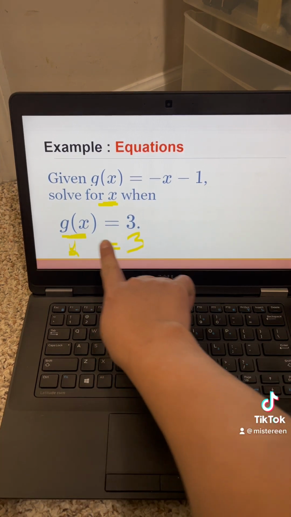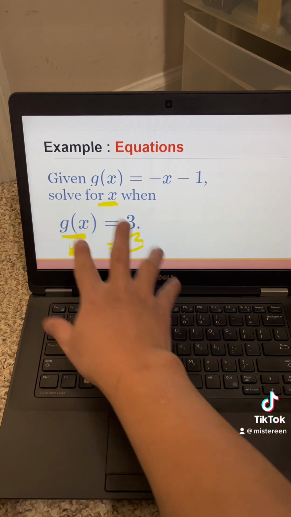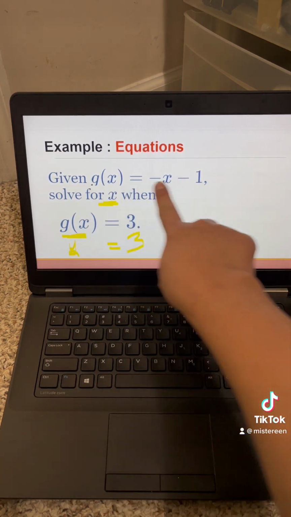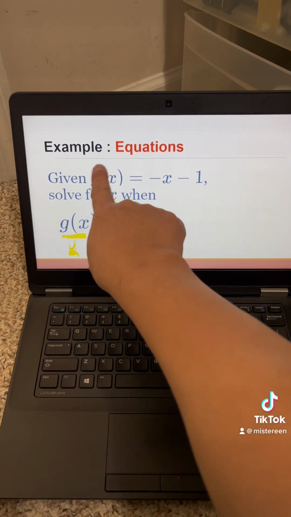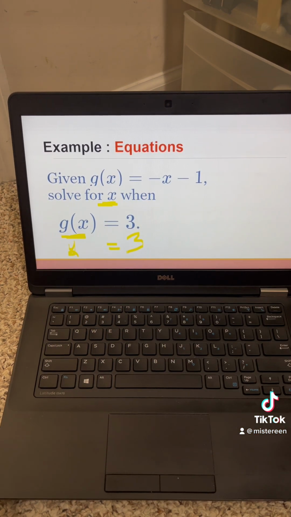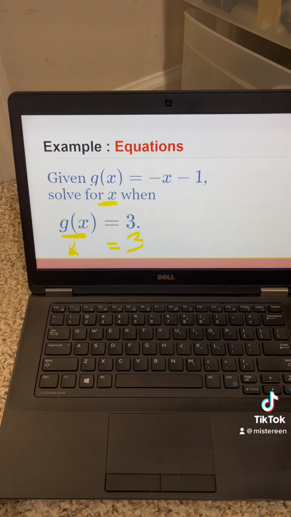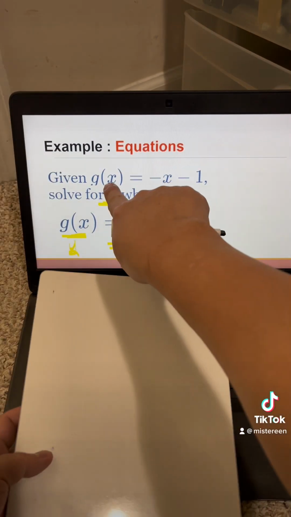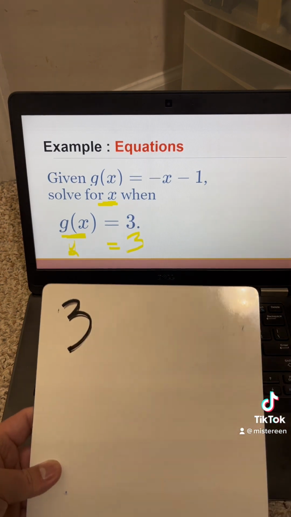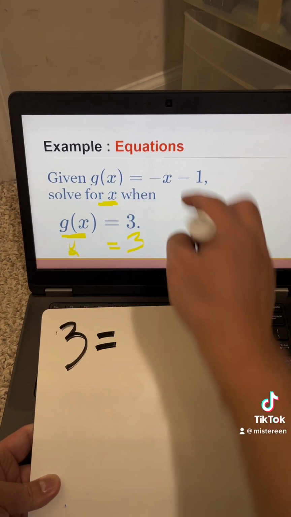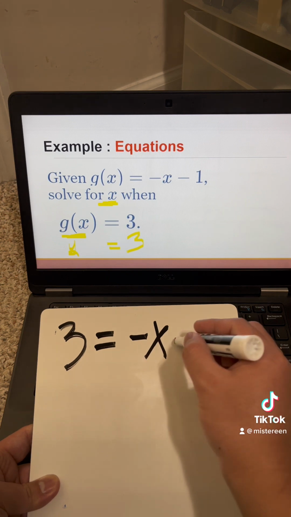Okay, so how do you find the x? So we just make use of the equation here. Again, what is given is g of x. So this g of x, we just replace with a 3. So if we rewrite that equation again, because we know that g of x is 3, we just change this g of x to 3. So 3, and then equals, just write down the right side.